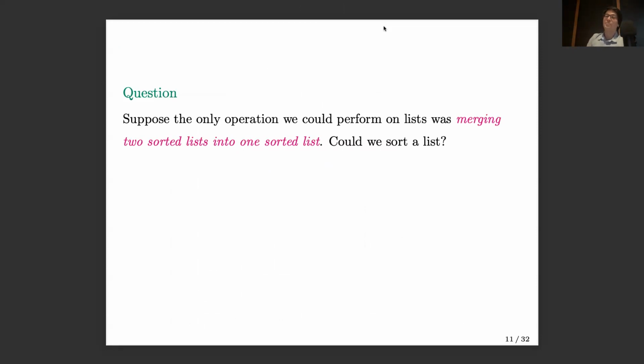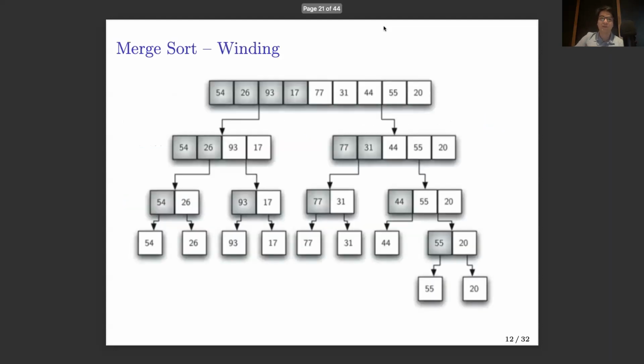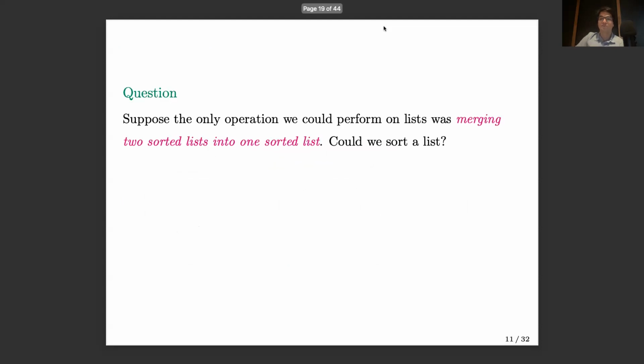Suppose the only operation we could perform, I actually missed one sorting algorithm here called selection. So I'm going to have to put that in. So there's one more question. Suppose all we could do is find the biggest member of a list. Could we sort a list?